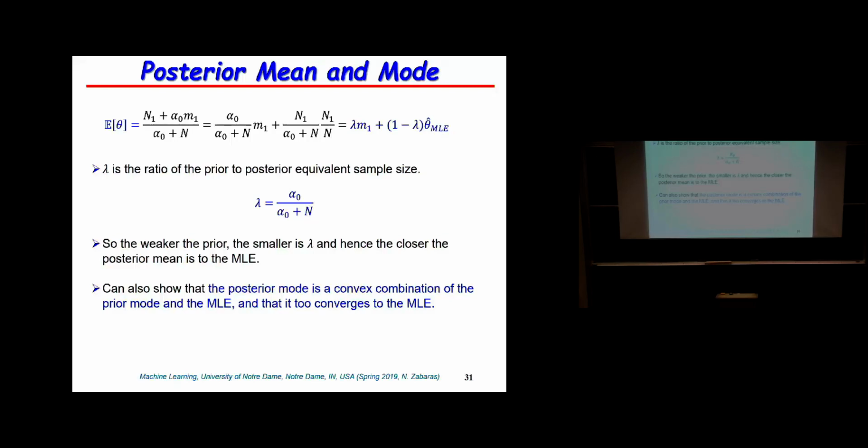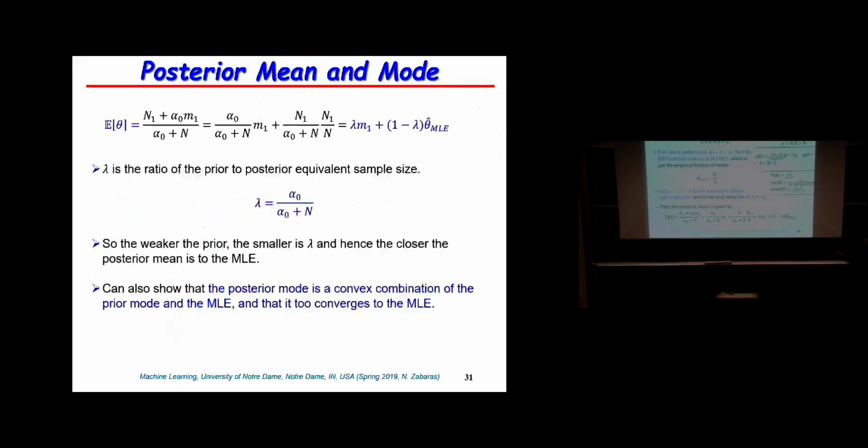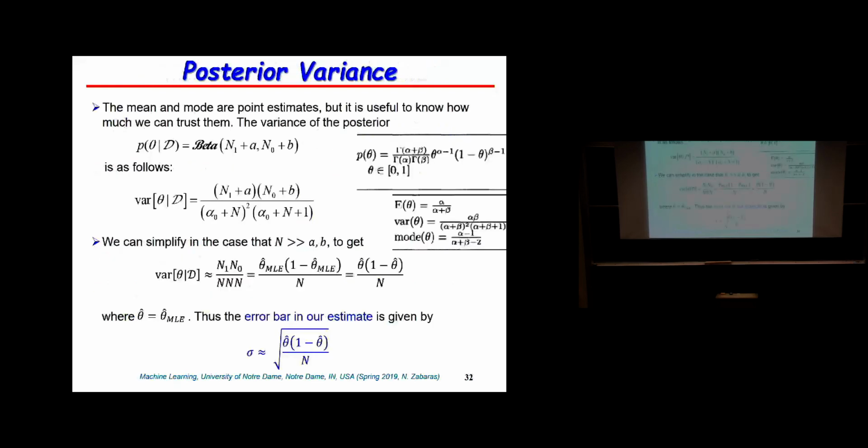If you are interested, you can do a little homework calculation. Here we showed that the mean of the posterior is this convex average of the mean of the prior and the MLE estimate. You can actually show the same thing for the MAP estimate of the posterior. You can show that the MAP estimate is basically a convex average of the prior mode and the MLE, and you get a similar type of expression.